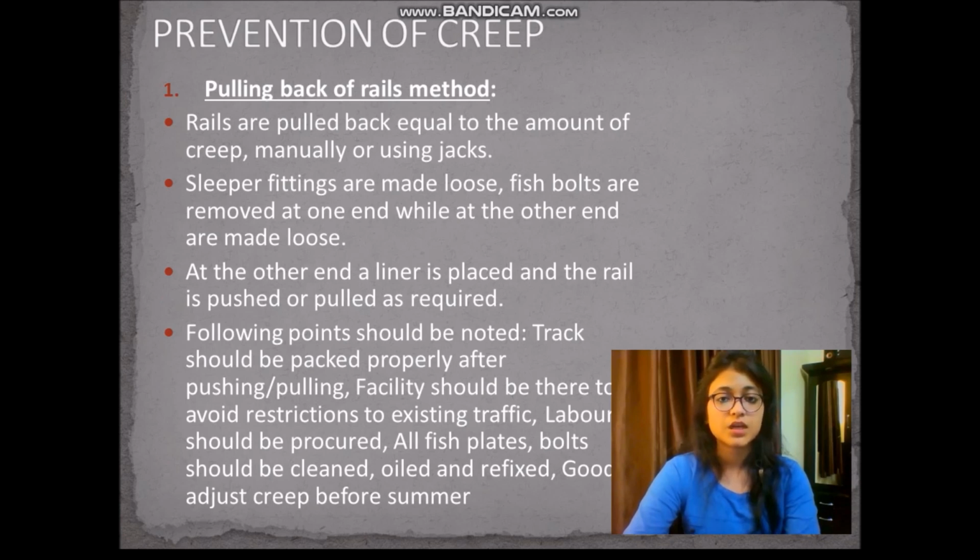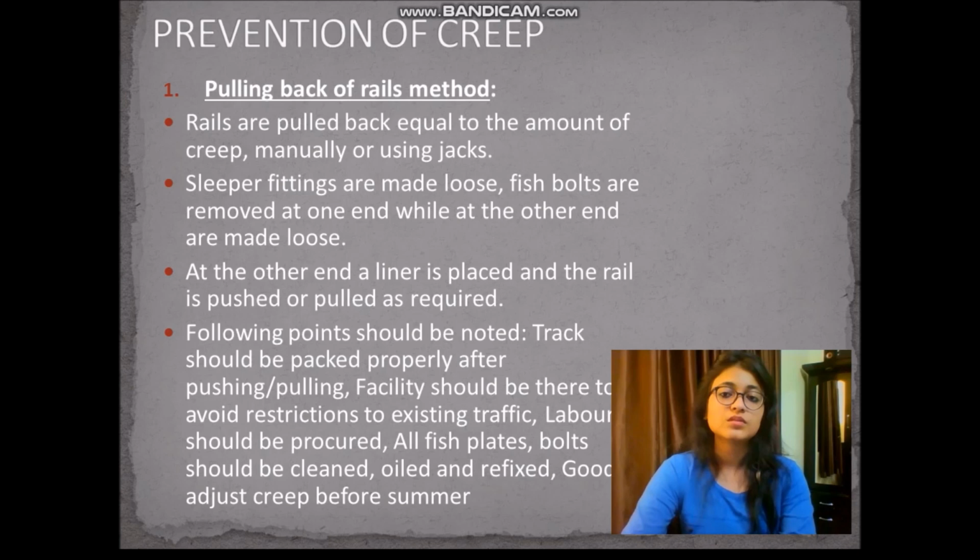Prevention of the creep. Since creep is unavoidable, because of the reasons we have seen for creep, we cannot avoid them. We cannot avoid the braking of the trains, or the acceleration, we cannot avoid the stopping, we cannot avoid the jumping of the wheels from one rail to another. So creep is unavoidable, so all we can do is prevent it. First thing, pulling back of rails method.